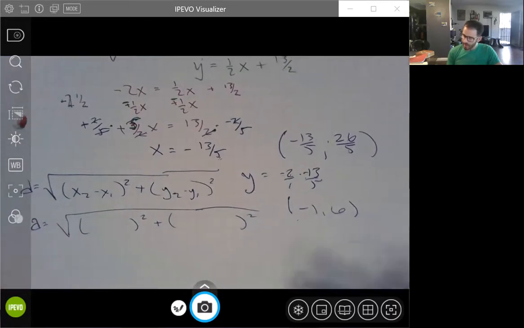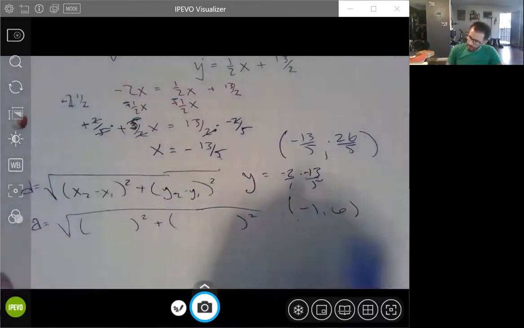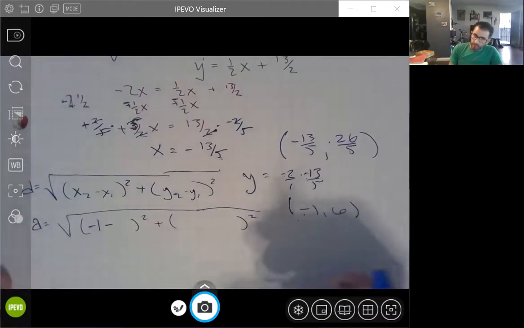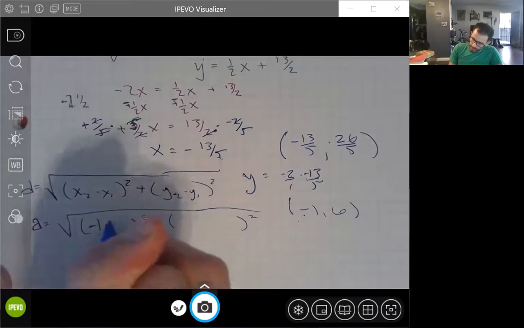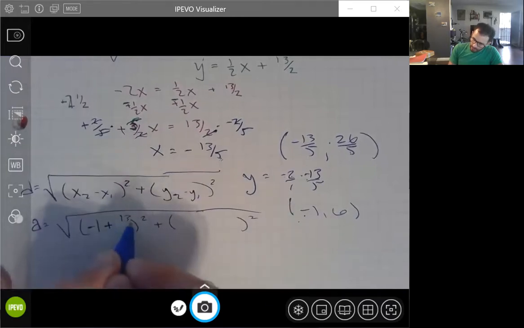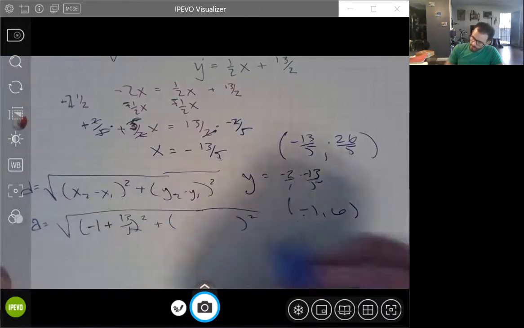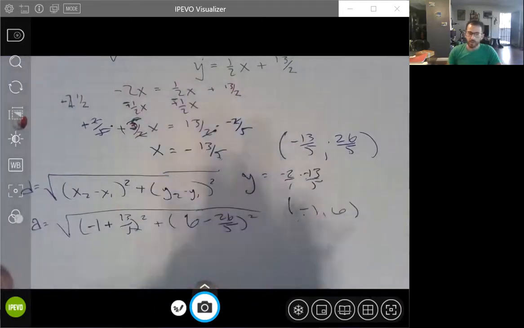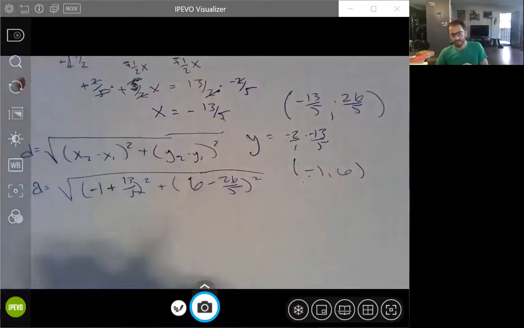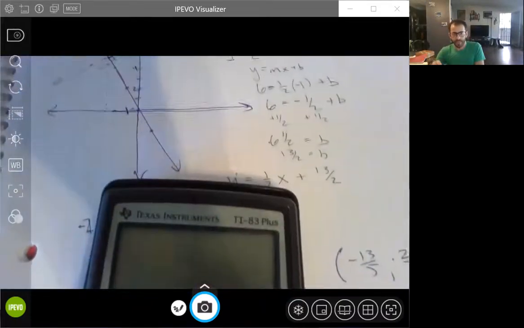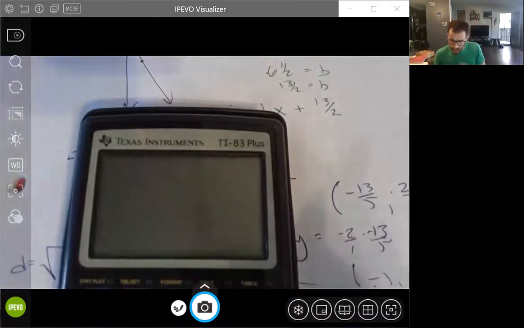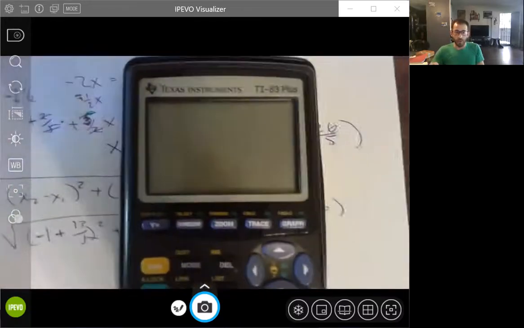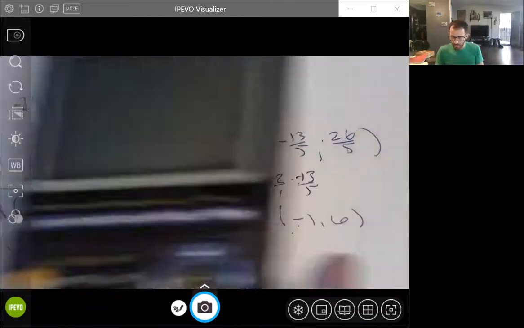And let's say, all right, the difference of the x's. So -1 minus, watch closely, minus -13 over 5. 6 minus 26 over 5. All right, listen, kids. Calculator time. Use Desmos if you need to. You can do it step by step. You can do it all at once. I'm going to do it step by step for you.